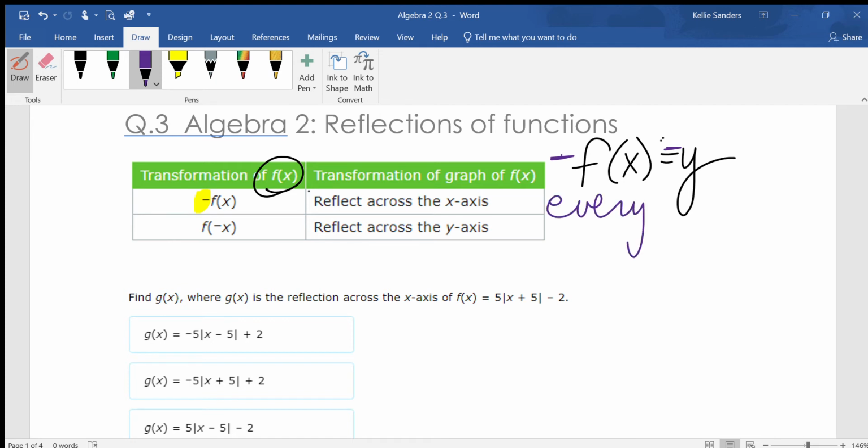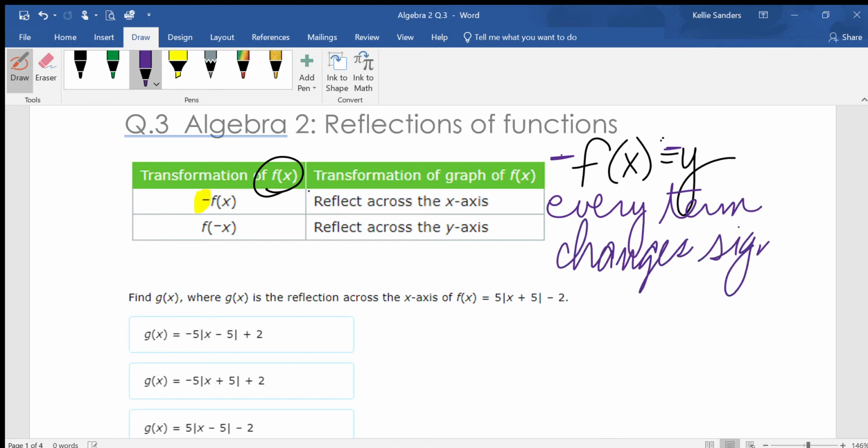every term changes signs. If every term changes signs, then if we were to graph them, it would be a reflection about the x.